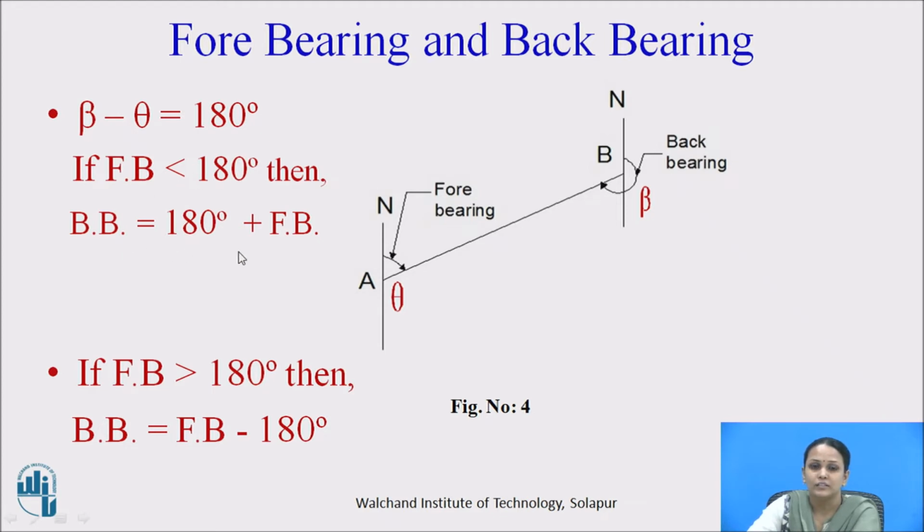Here it is shown the relation between the fore bearing and back bearing. The difference between fore bearing and back bearing should always be equal to 180. Then your bearing or your survey line is free from any local attraction. If the fore bearing is less than 180 degrees, we can calculate the back bearing as 180 degrees plus fore bearing. If the fore bearing is greater than 180 degrees, we calculate the back bearing as fore bearing minus 180 degrees. So, at last we should get the difference between the fore bearing and back bearing equal to 180 degrees.